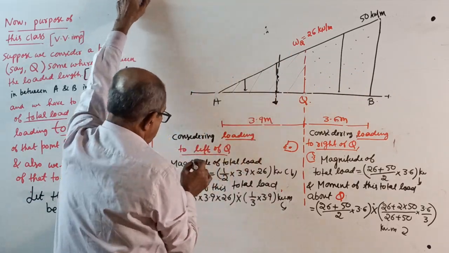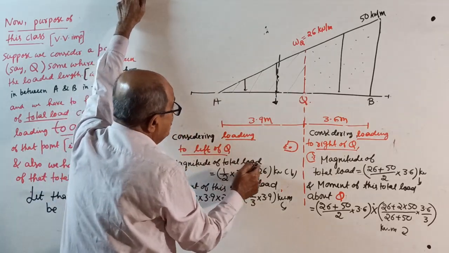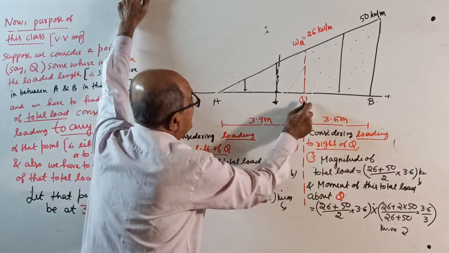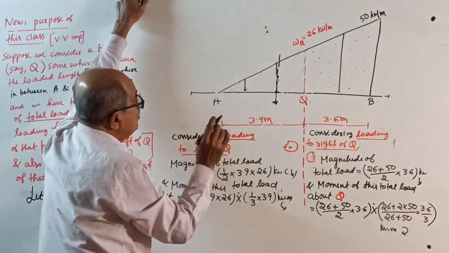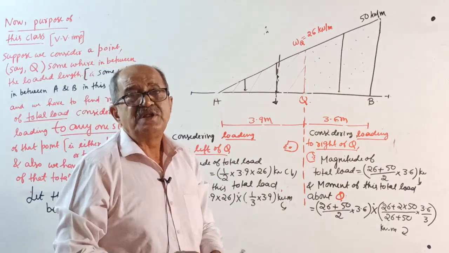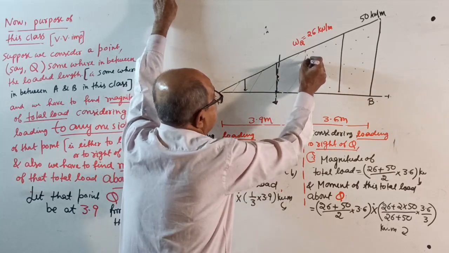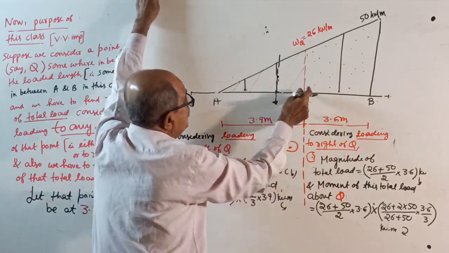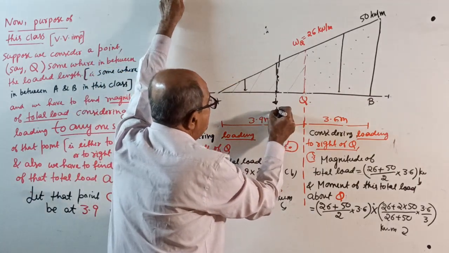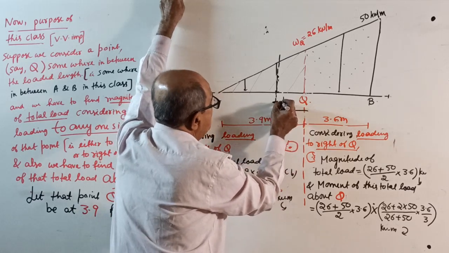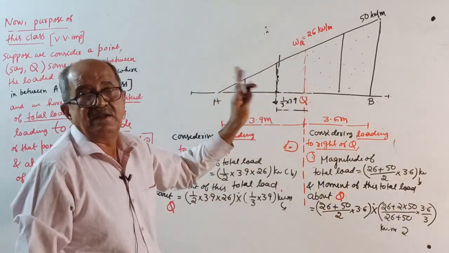Triangle. So, considering loading to the left of Q, the magnitude of the total load equals half into 3.9 into 26 kilonewton down. Now right here, I am dictating. Time is not there. I am dictating. The line of action of that load from the point Q we want, only from Q, because we want moment about Q. From Q, that distance is 1 by 3 of 3.9. Line right there.